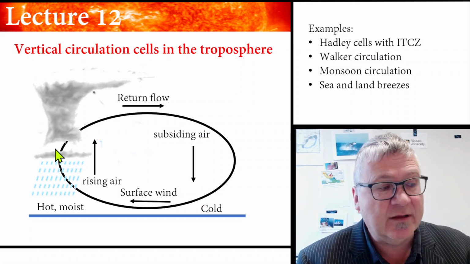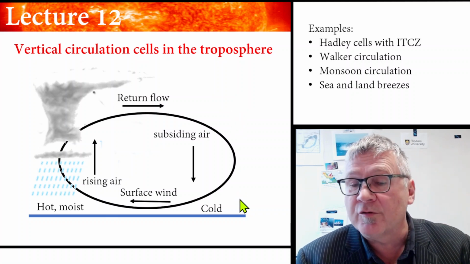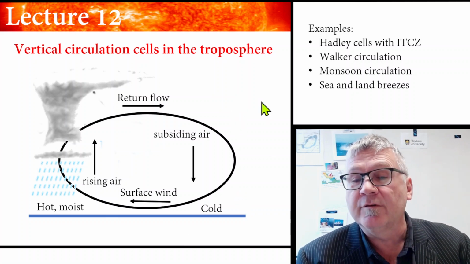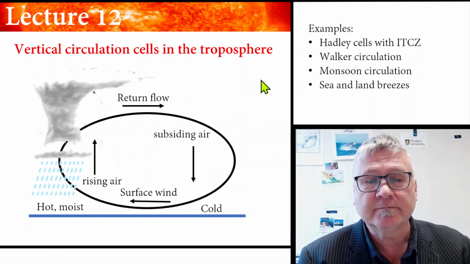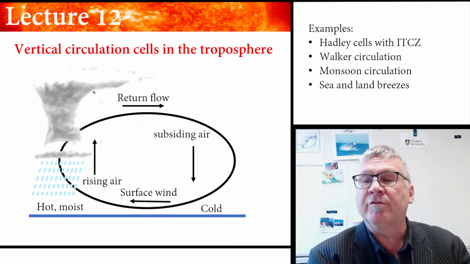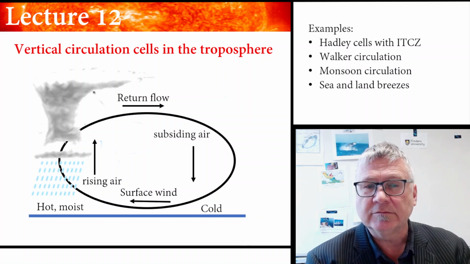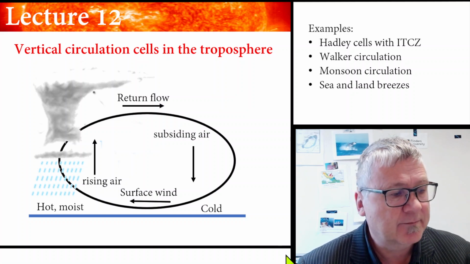Okay, and then at height you get some return flow, and you have a region where you have downward air motion, no clouds, nothing happening in this part. Okay, so now let's go through these examples. We start with Hadley cells.